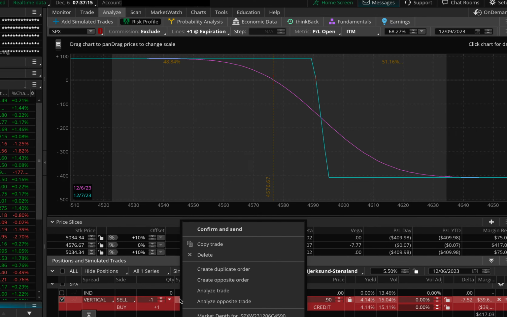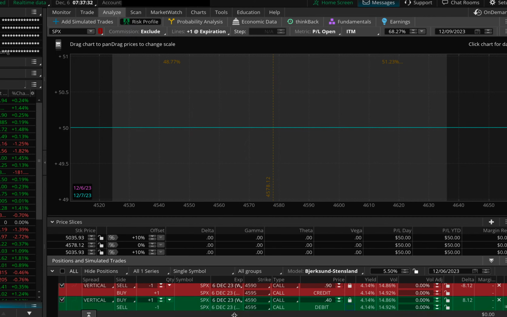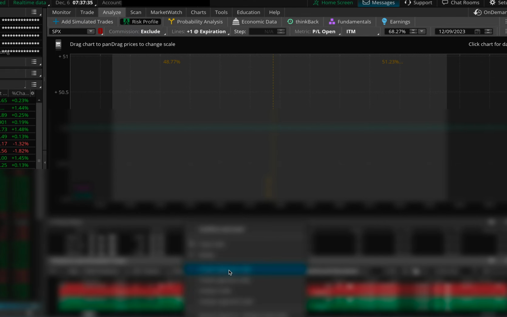So what I'm going to do is set up a limit order to get out of this. I'll say analyze opposite order. I'll set my profit target at $50. And then I'll just have this order working there.